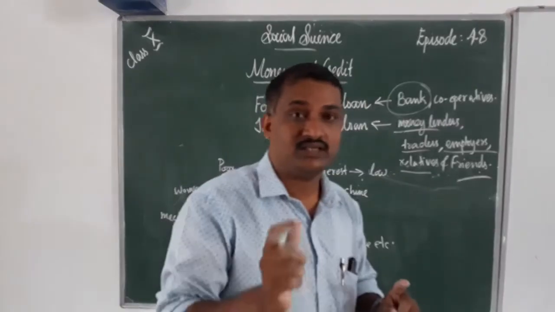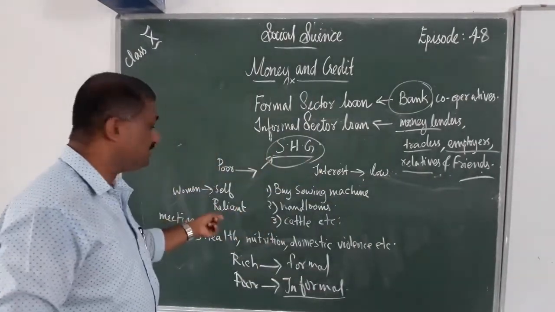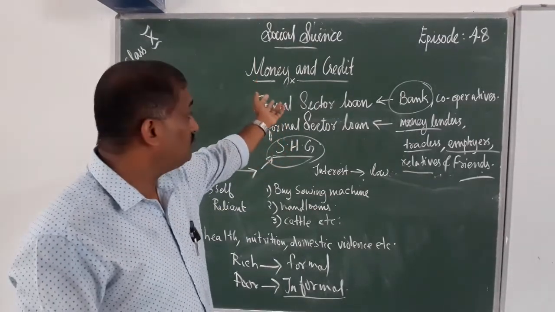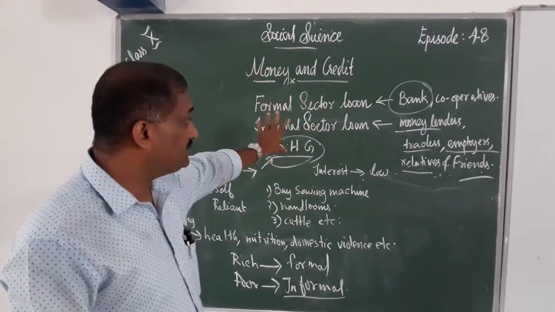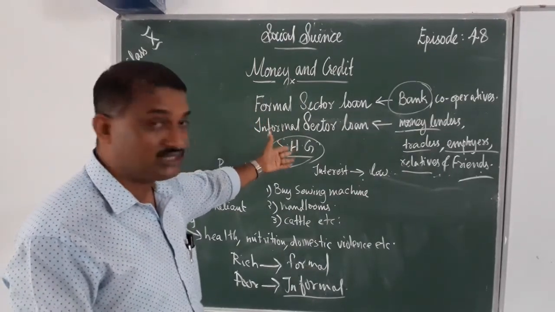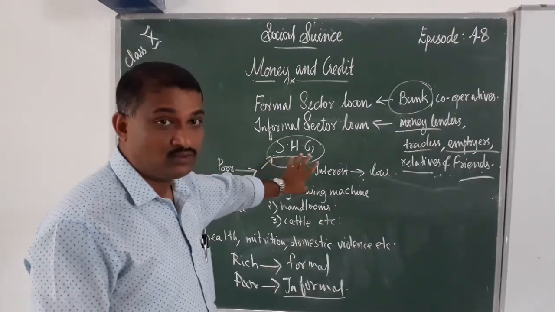Self-help groups are always helped by the government. The government's aim is to make all these women self-reliant. I hope that you understood what money is, the importance of credit, how buying is functioning, what the formal sector is, what the informal sector is, and then self-help groups and how the government is helping them. Thank you.